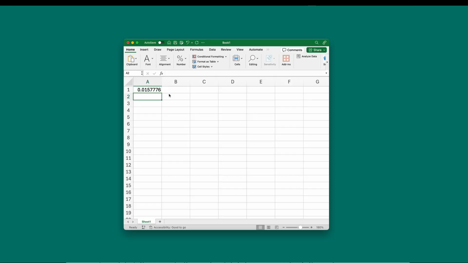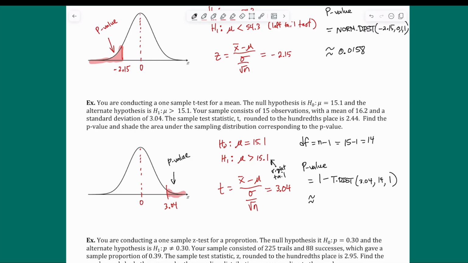All right, so here's an empty cell, and get rid of that one. We don't need it no more. And so we have equals 1 minus t.dist, and then 3.04, 14 for the degrees of freedom, and then 1 for true. And so that there is our p-value. Okay, let's go back to notes. Let's round this value to 4 decimal places. So we get 0.0044. That's the p-value.